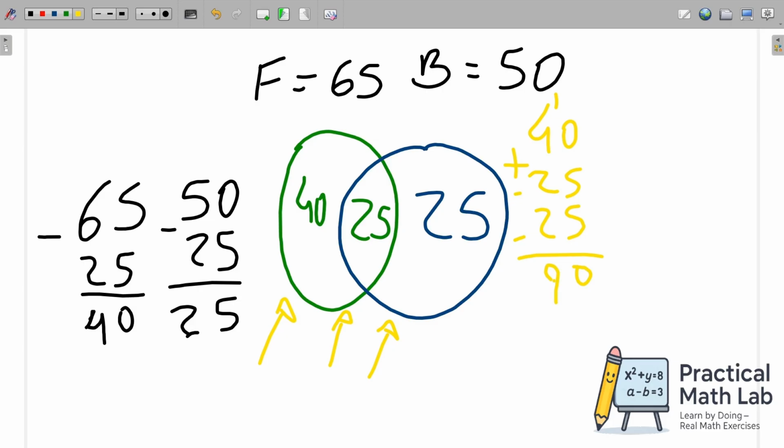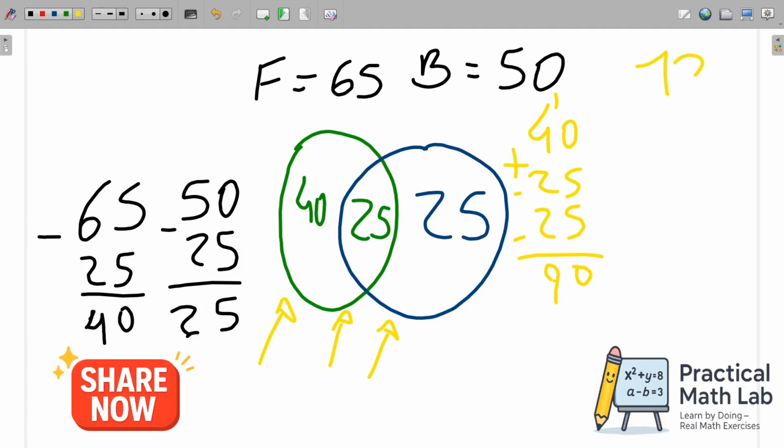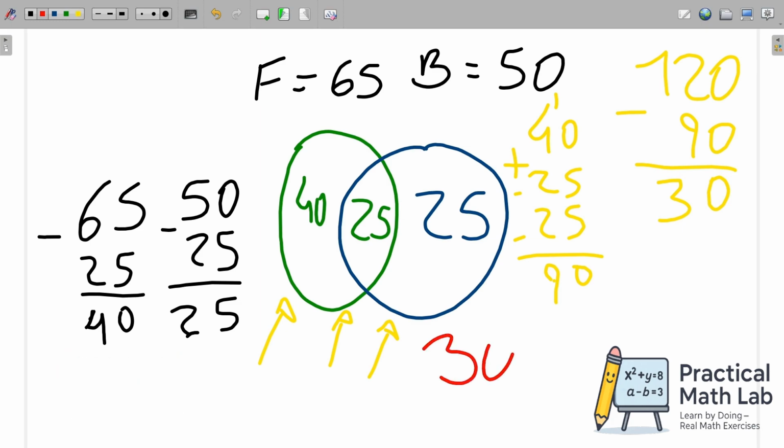If this is the total number of students who practice the sport, to find out who doesn't practice anything, simply subtract the total number of students minus those who practice sport. 0 minus 0, 0. 12 minus 9, 3. So in fact, here we find the answer, which is 30 students who do not play any sport.